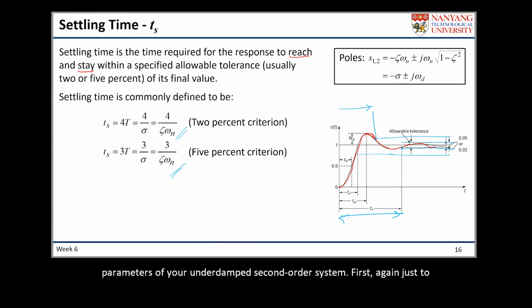First, just to highlight again, you use the maximum overshoot to estimate zeta, and then use either settling time, peak time, or rise time to find omega n.